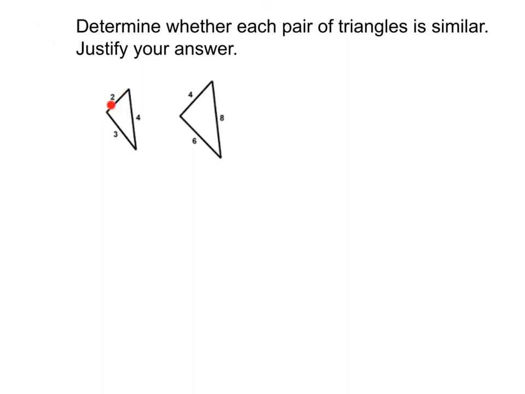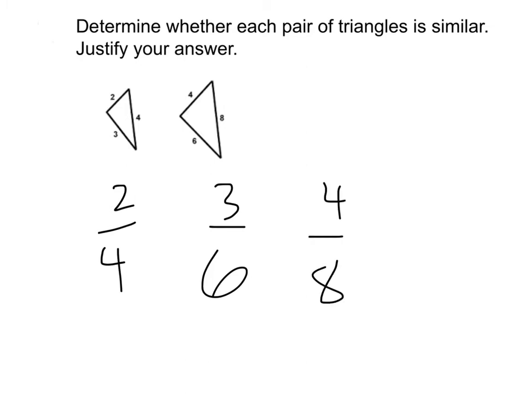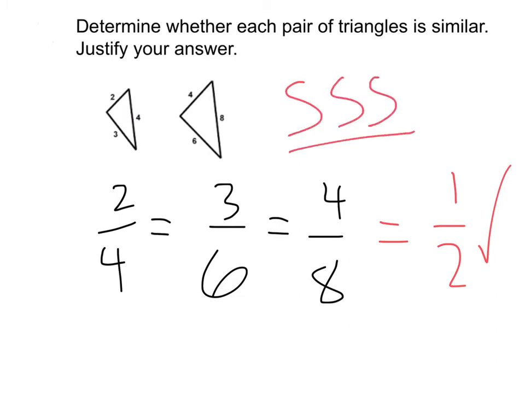Well, I see 2 would correspond with 4. That'll give me 2 over 4. I see that 3 corresponds with 6. That'll be 3 over 6. And 4 corresponds with 8, which would be 4 over 8. The question is, are these equal to one another? Well, if I simplify these out, all of them would be equal to 1/2. So, that's exactly what we want to see. We can conclude these two triangles are similar based on side-side-side similarity.